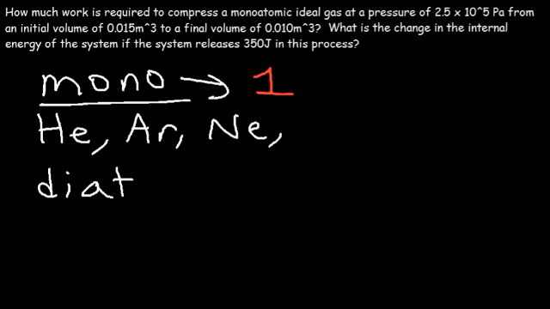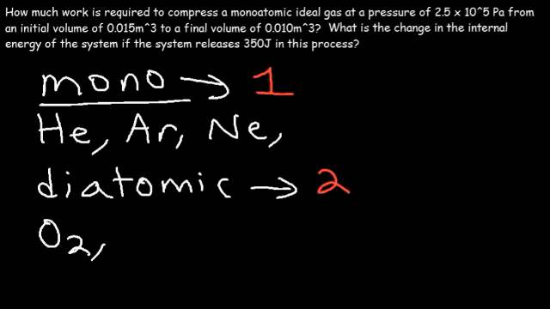Diatomic gases contain molecules with two atoms. The word di is associated with two. So oxygen gas, nitrogen gas, hydrogen gas, these are diatomic.